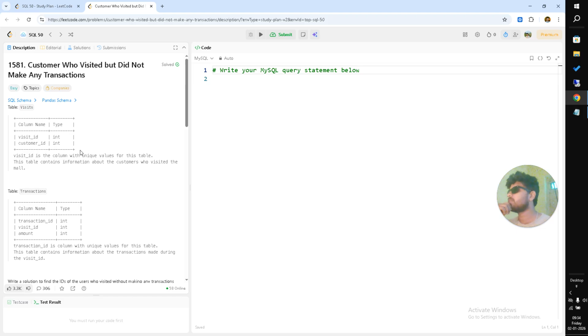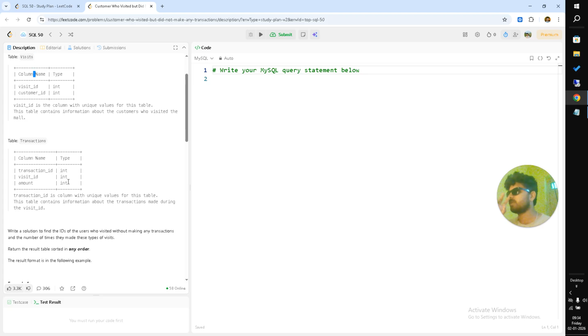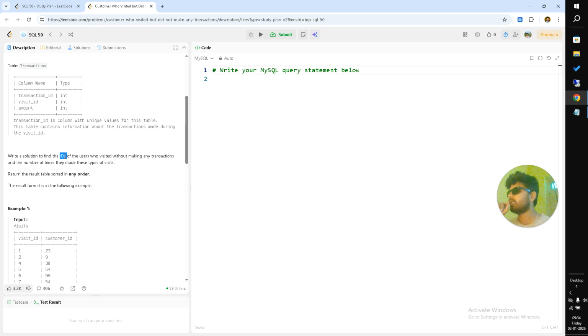Okay, so let's go. We are given the Visits table having two columns, as we can see on the screen, and both are integer type. The Transactions table is given, with three columns, and all column types are integers. Write a solution to find the IDs of users who visited without making any transaction and the number of times they made these types of visits.